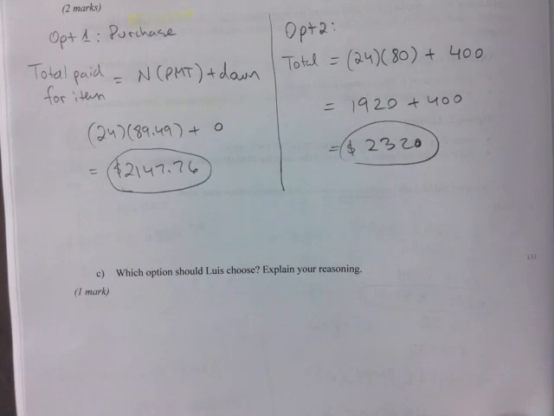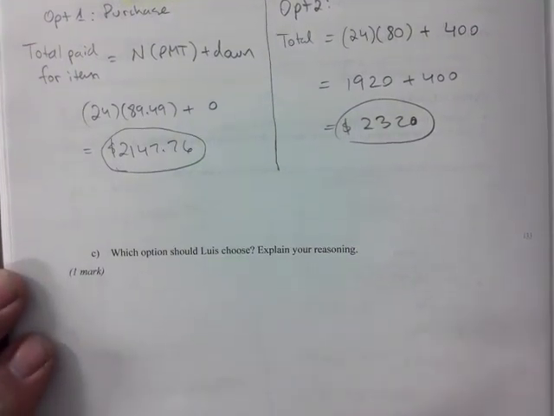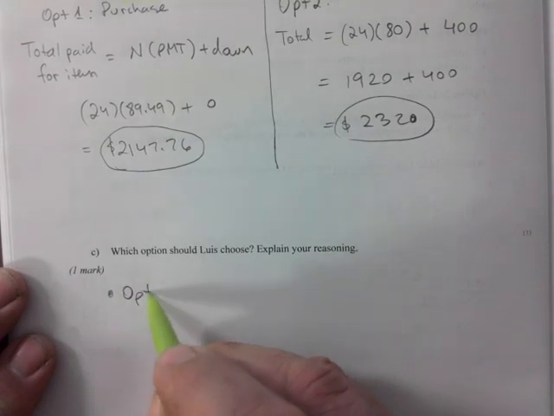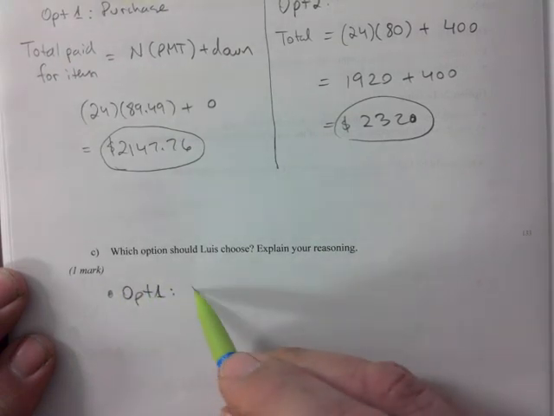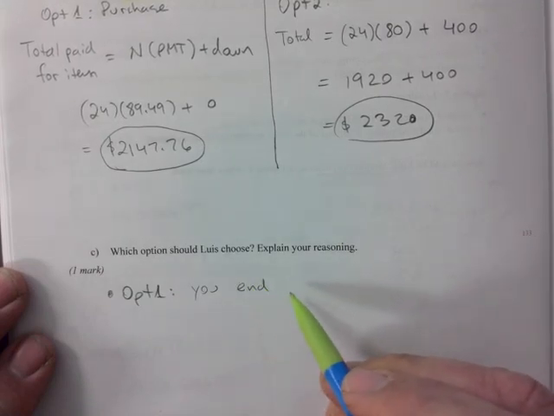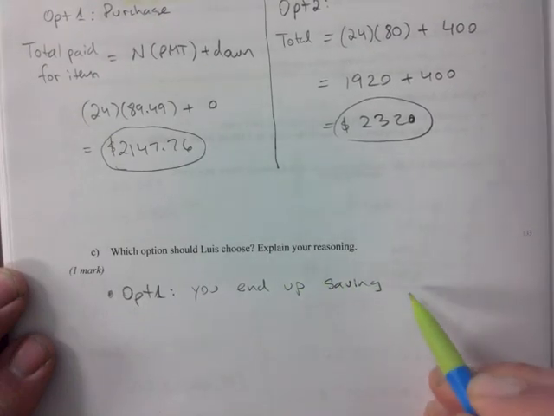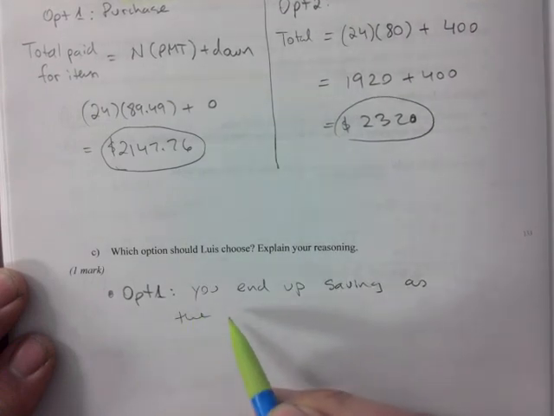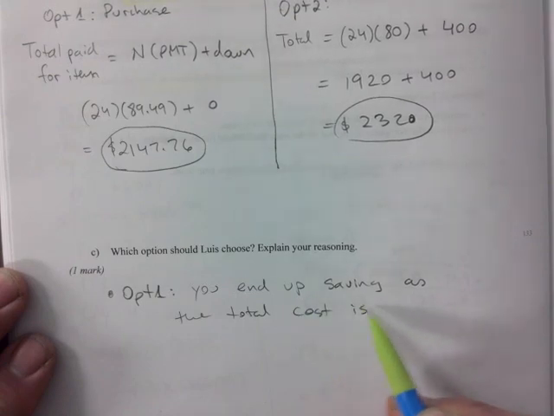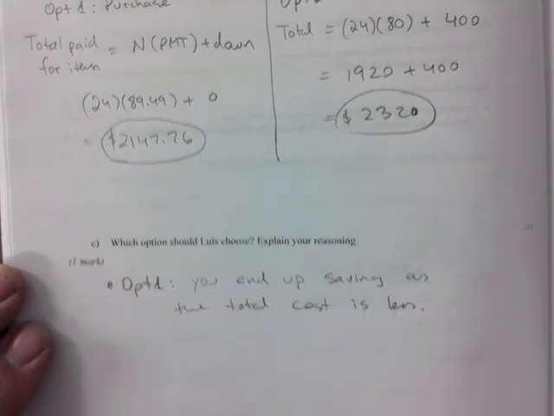Which option should Louise choose? And this is where there's no right answer. You just have to explain properly. You could say option 1. You end up saving as the total cost is less. So it's less, obviously we can tell side by side.